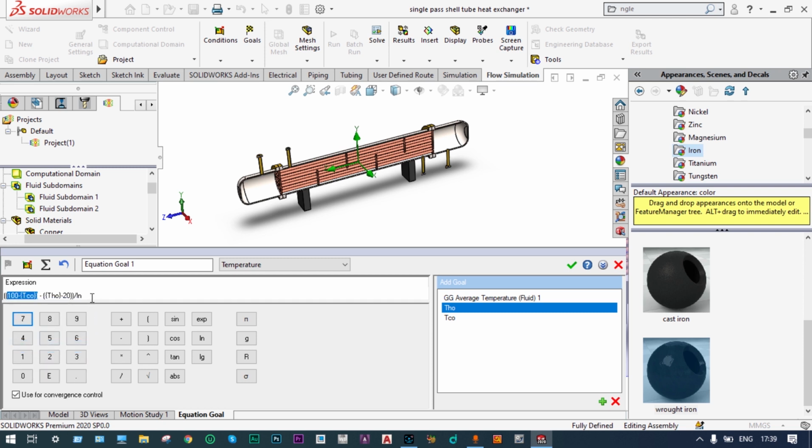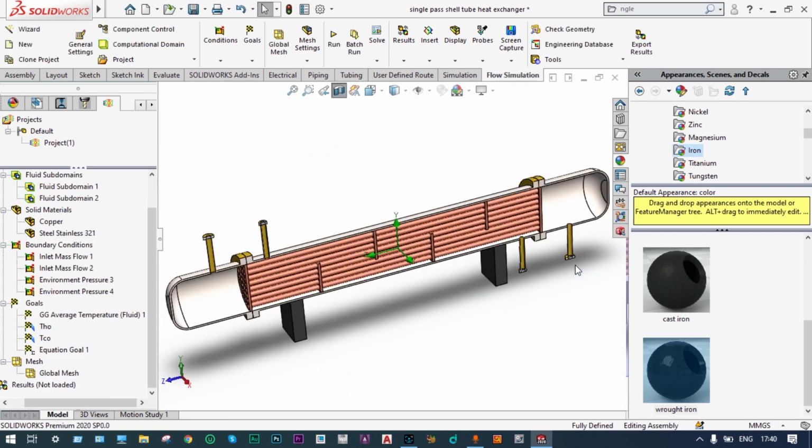Let us copy this part. We can initiate another bracket here, divided by del T2. Copy, paste over here. You can see the equation. Let us provide a green check to that one. This is our equation goal.